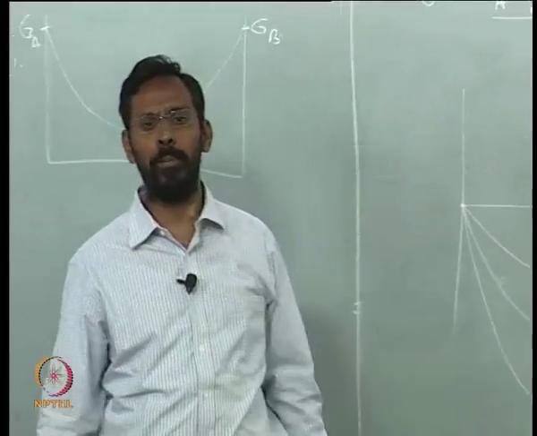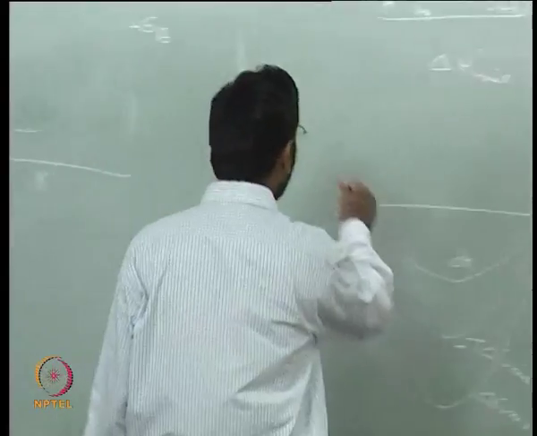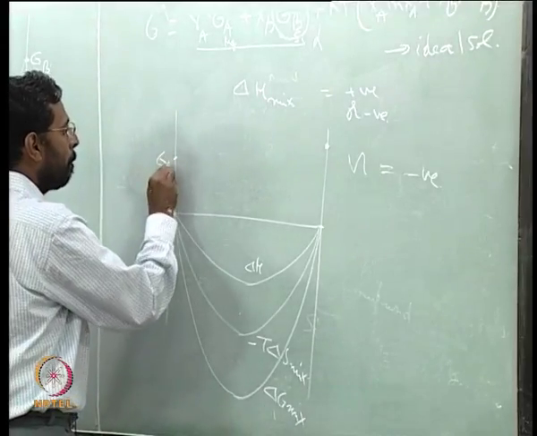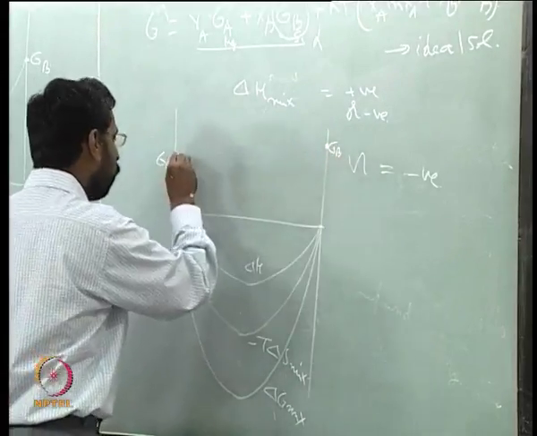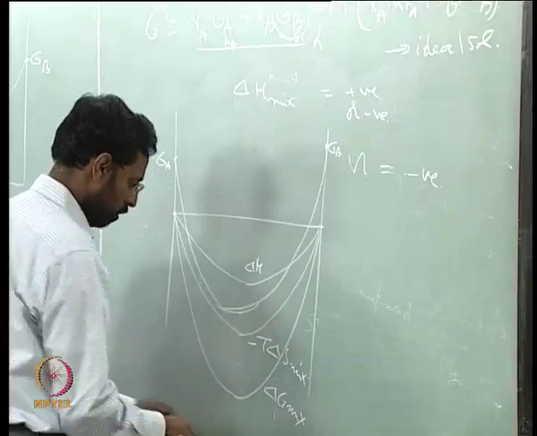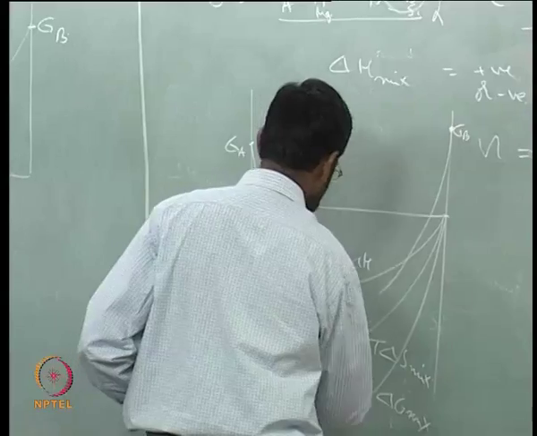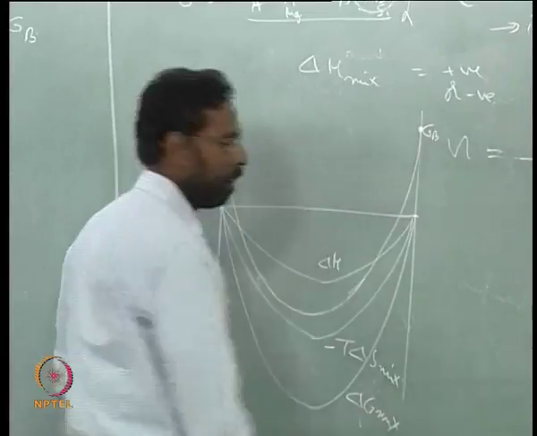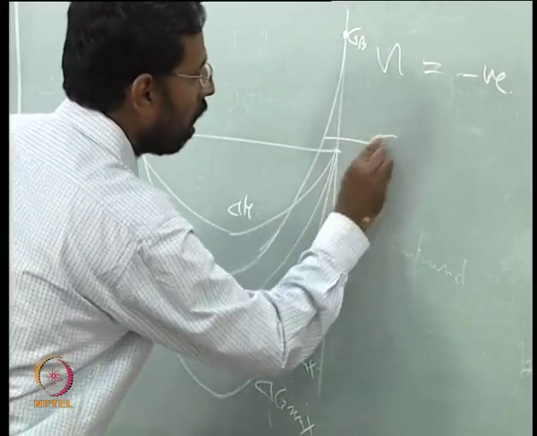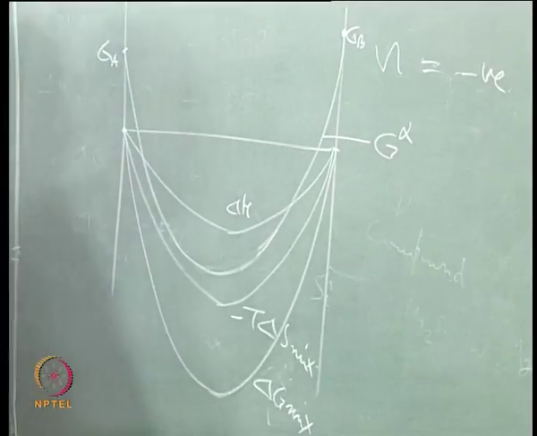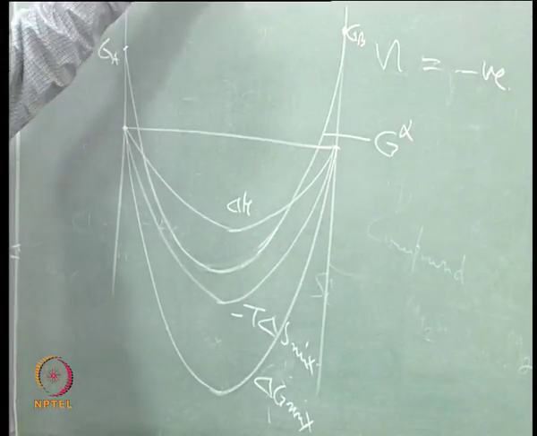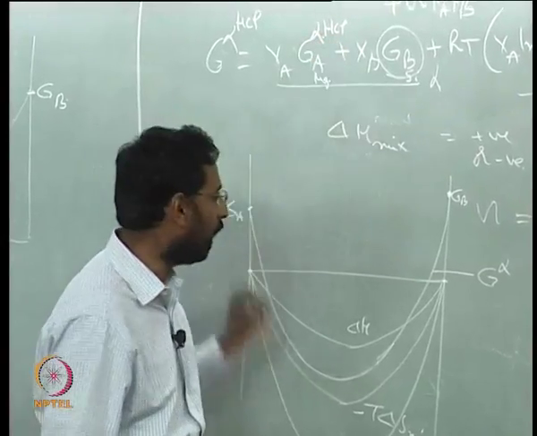If I add this delta G mixing to my pure metal components, whose free energy values are these two, Ga and Gb, then I would know that my value would be something like this. This is the actual G of alpha, because this delta G mixing has to be added to the pure metal component, which is the first part of the equation, and then I get the G.